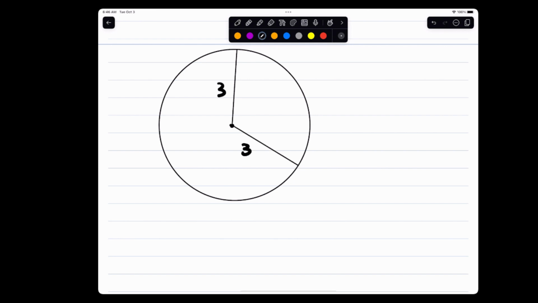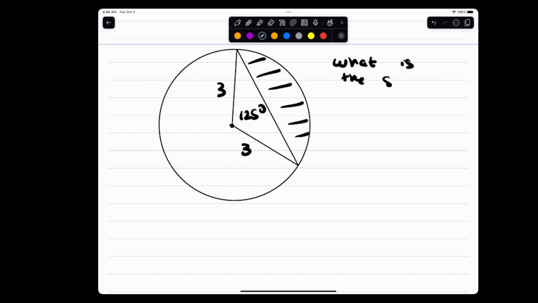This is 3. This is 3. This is 125 degrees here. And let's see if you guys can figure this portion out. What is the shaded area? How do you guys find the shaded area?